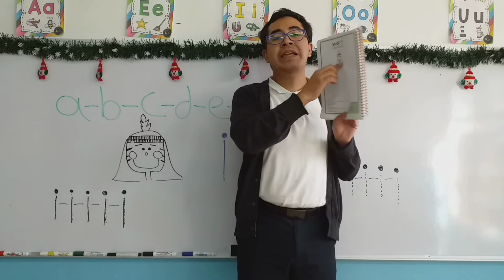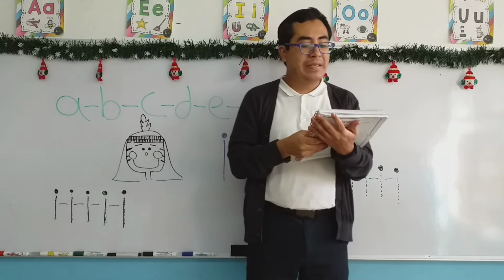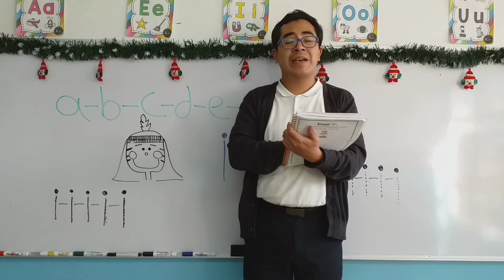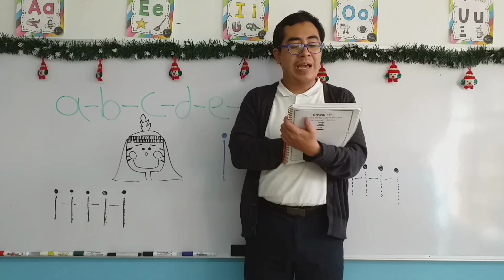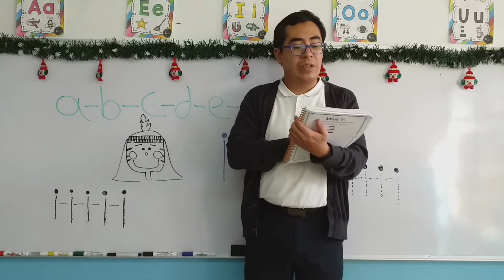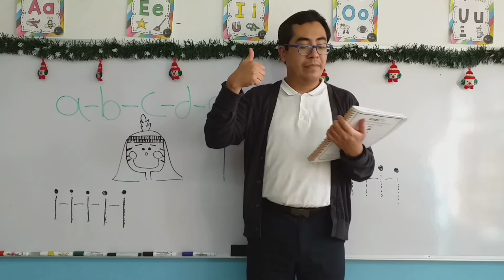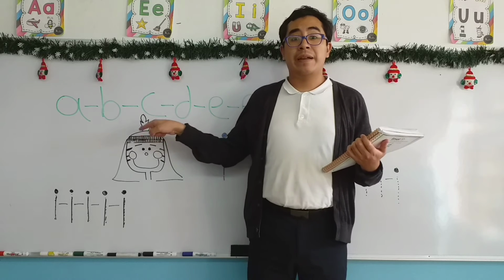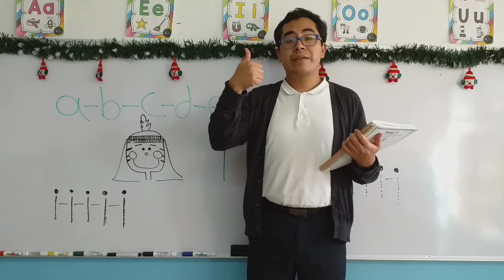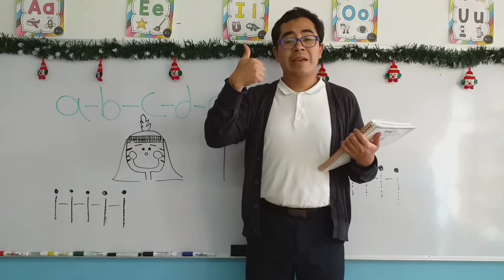After finishing with the Indian, on top of the page we have a small sentence that it says. Recuerden que en estos ejercicios de trazo de letras tenemos en la parte de arriba una pequeña oración relacionada al objeto. And it says, dice, I like this Indian. I like this Indian. A mí me gusta este indio.